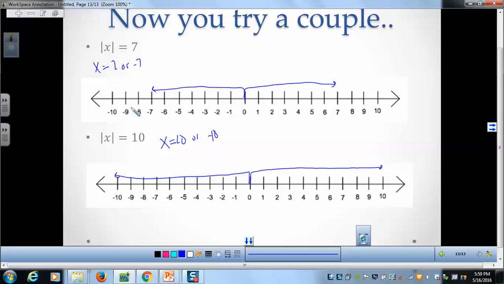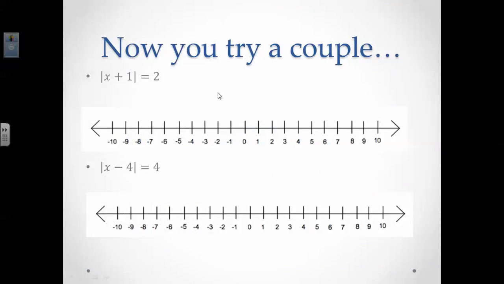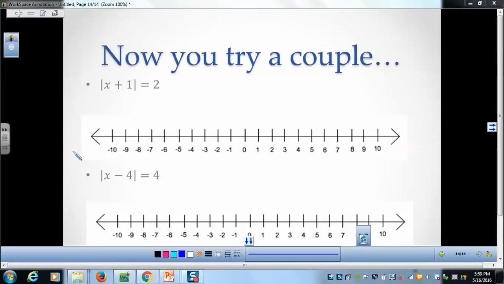Now let's try two more. Once again, this is a little bit more difficult because you have to think about how to get to those numbers. So go ahead and pause the video and try these two, and we'll see how you do. Now let's see if you could get these challenge problems.